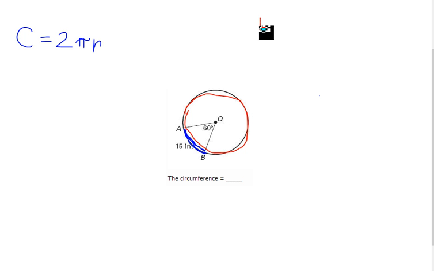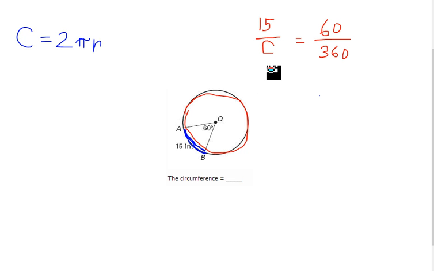Let's write it this way. 15 inches is the same ratio to the circumference as 60 degrees is to the degree measure of the entire circle, which is 360. So you can very easily set up this proportion and just simply solve for C.